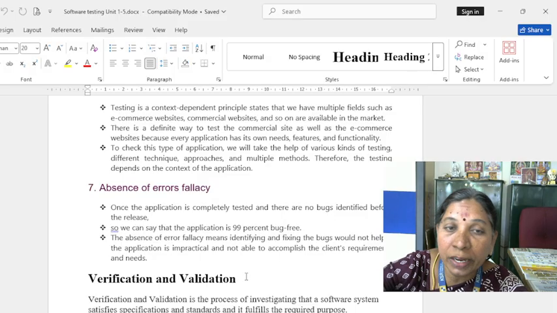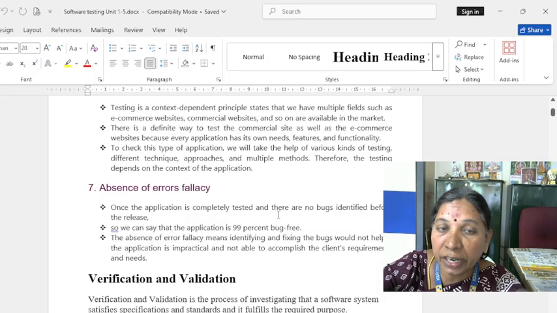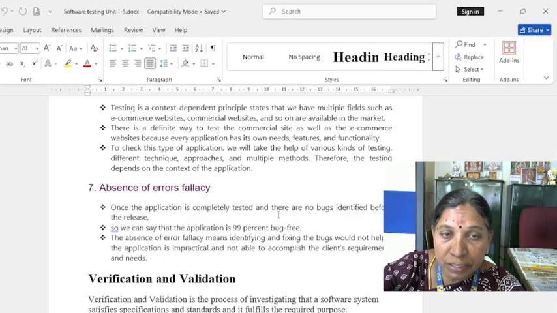These are the important things of the principles. These are the principles needed to identify the testing concept. These 7 principles, 7 points are important to test a software product or application.